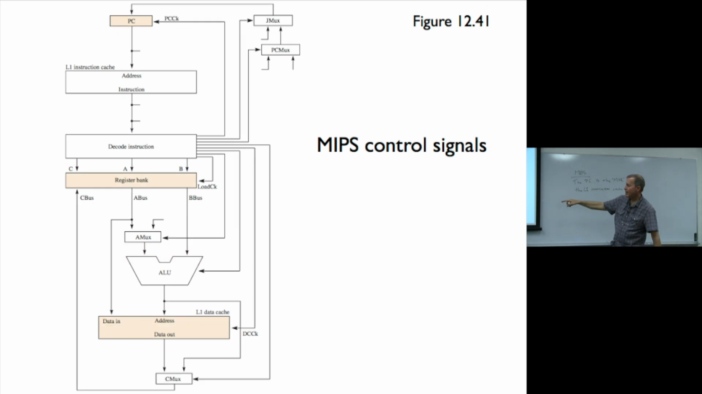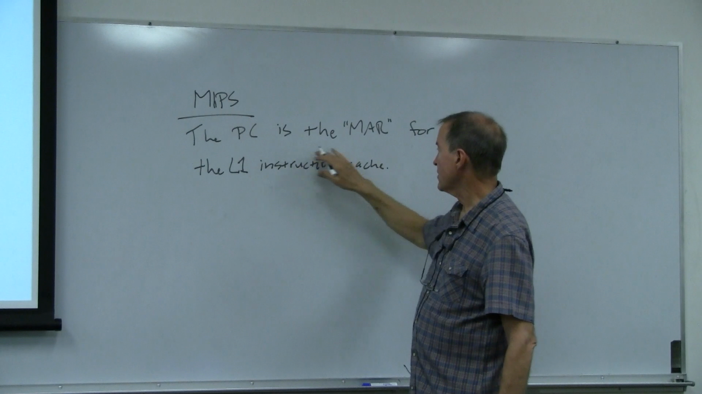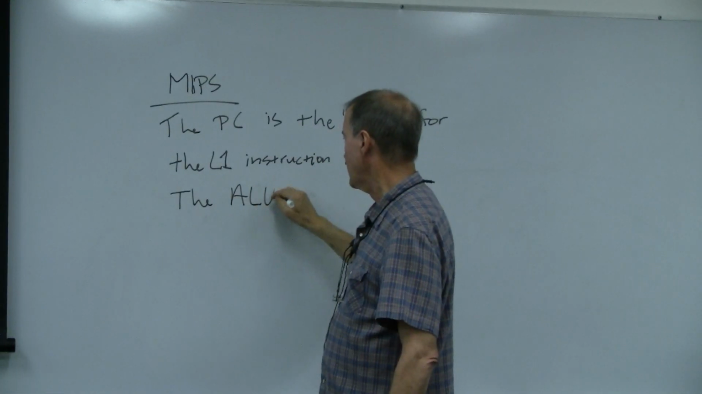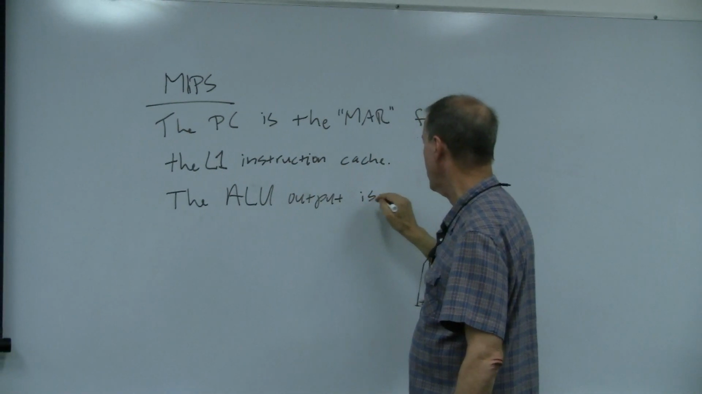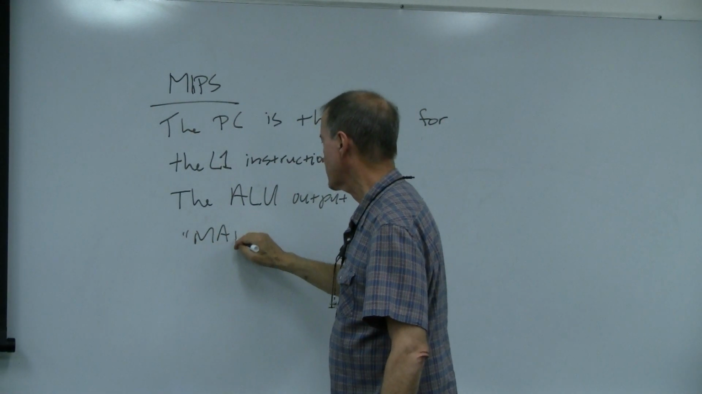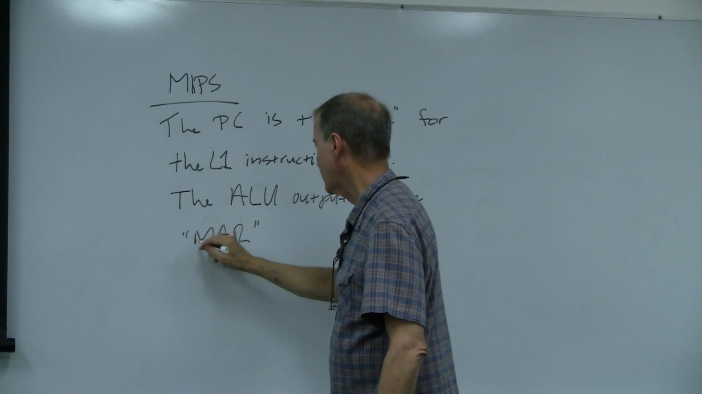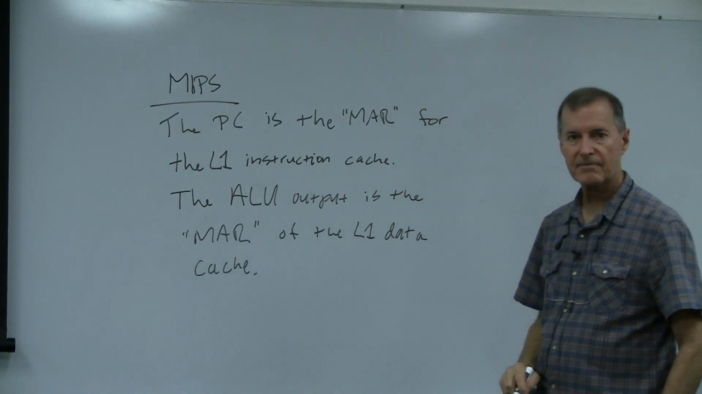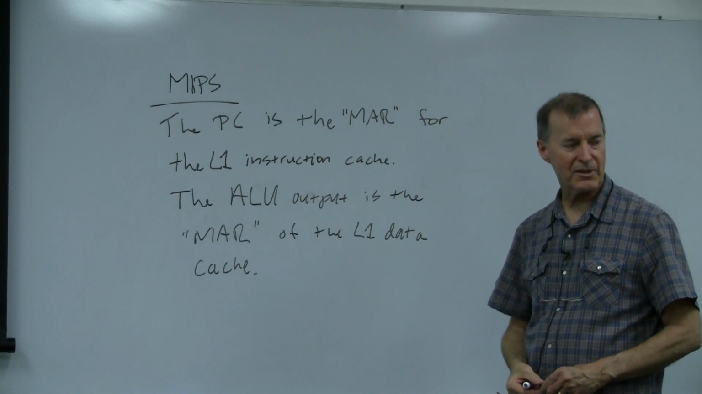And what is the MAR of the data cache? What's the address of the data cache? Where is that coming from? That's coming from the ALU. So what else can we say? The program counter is the MAR for the L1 instruction cache. The ALU output is, quote, the memory address register of the L1 data cache. Is everybody clear on this?